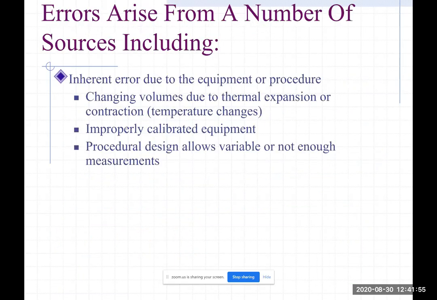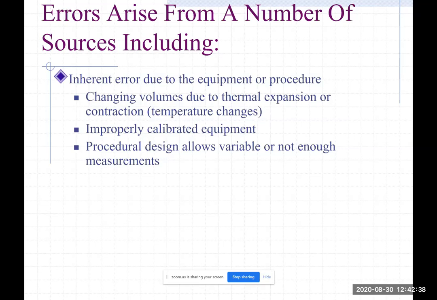Errors arise from a lot of different sources, and we just talked about a few. Error is inherent in the equipment or the procedure that you're using. You can have volume changes due to thermal expansion or contraction, temperature changes in the room. So if we're doing an experiment in the lab and it's particularly hot, that can impact our experiment. If we're doing an experiment in the lab and it's raining outside, that moisture can impact our experiment. We talked about improperly calibrated equipment. If you have improperly calibrated equipment, you're going to get a lot of different groups of students using that equipment, and they're all going to be getting precise data, but it's not going to be accurate.